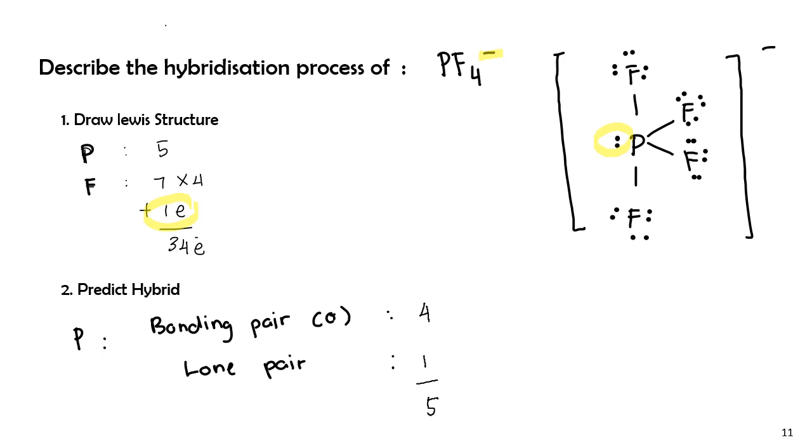And for this case, it will be sp3d hybrid. Okay, so for electron pair geometry, it will be AB5, because you have a total of 5 electron pairs. Okay, so when there are 5, it will adopt the shape of trigonal bipyramidal for drawing the hybrid later.